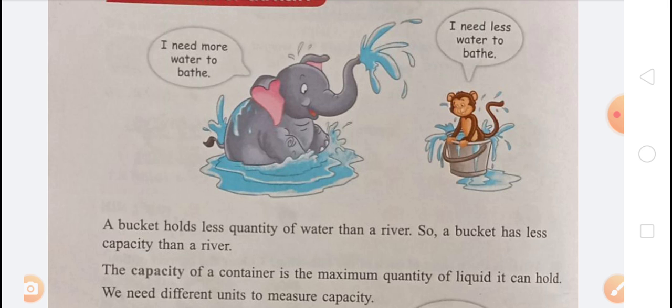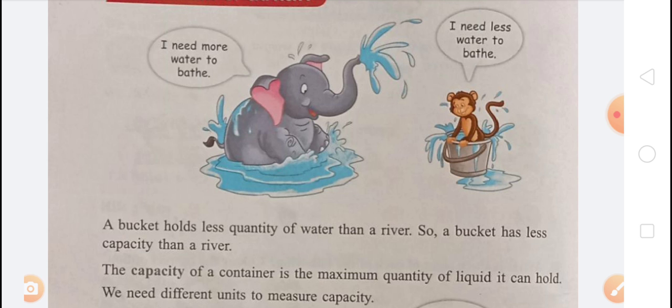And the capacity of a container is the maximum quantity of liquid it can hold. If any container holds 1 liter of water, then the capacity of this container is 1 liter. Suppose that a container can hold 25 liter water. So the capacity of the container is 25 liter. Okay. And we need different units to measure capacity.